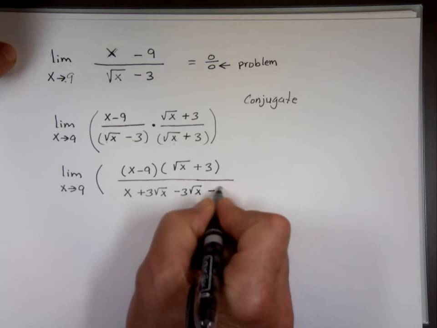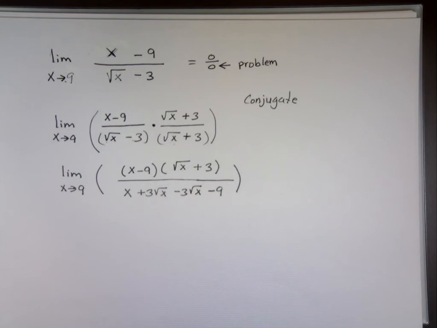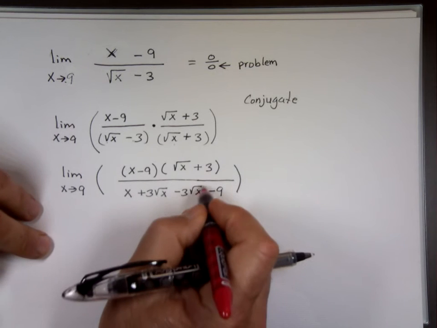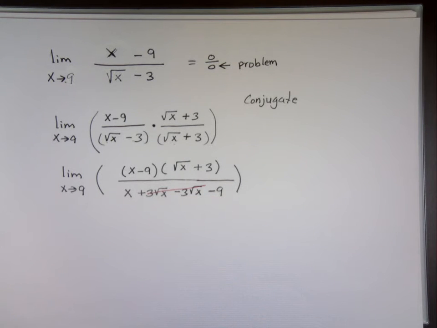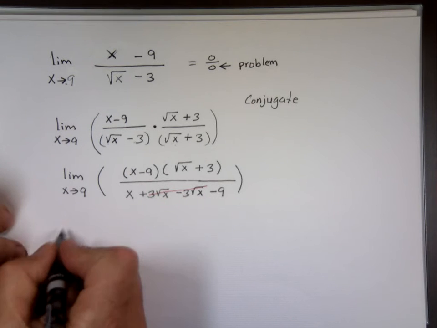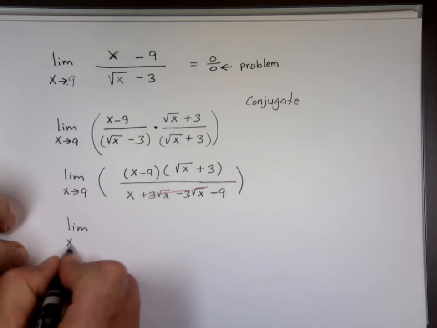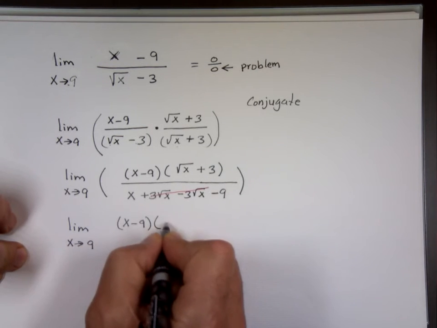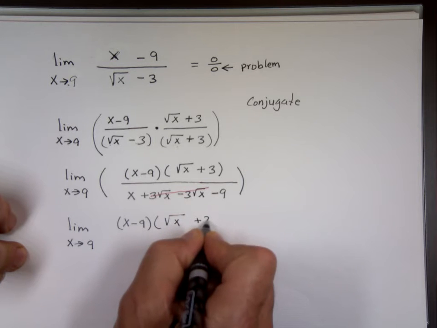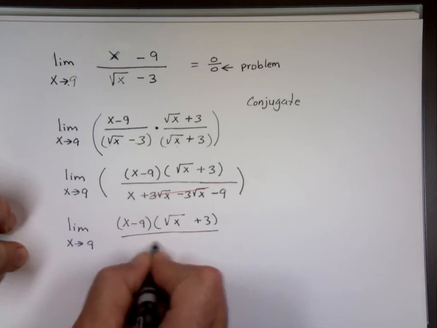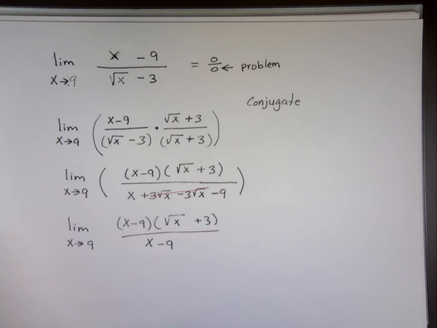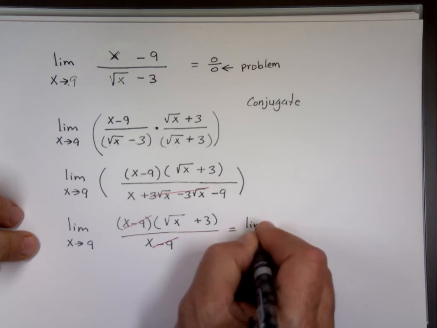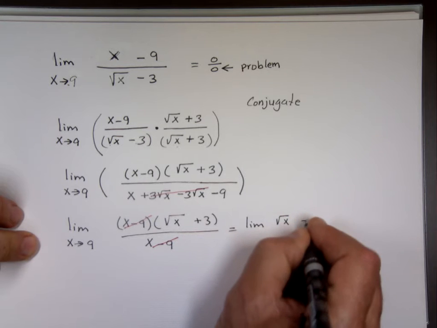So the reason I switched the sign, as I said, you'll see in a minute, is that these pieces will cancel each other out. And what do you have left there? x minus 9 times the square root of x plus 3 over what? x minus 9. And what do you know? These two will cancel each other out. So you end up with the limit of the square root of x plus 3 as x approaches 9.